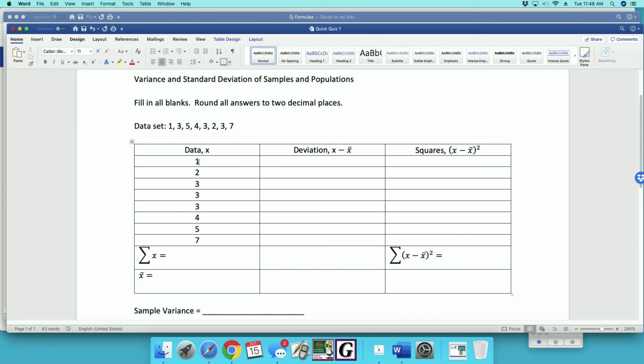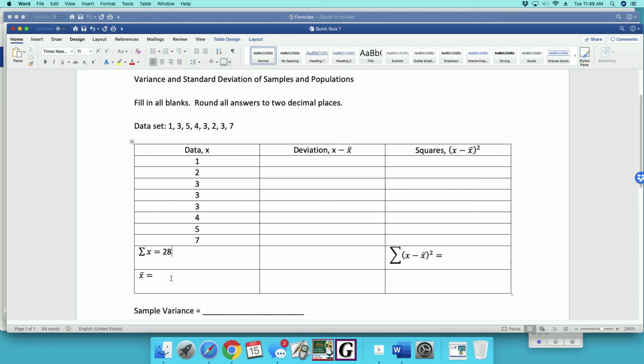Now we have to add it all up. So I'm going to use a calculator. I'm going to do 1 plus 2 plus 3 plus 3 plus 3 plus 4 plus 5 plus 7, and my total is 28. So down here is 28.